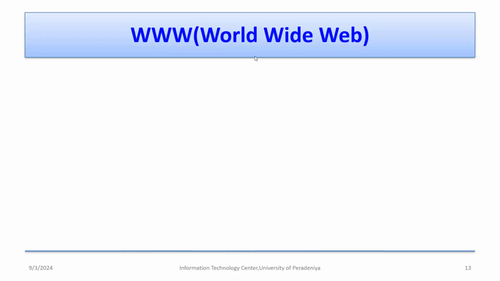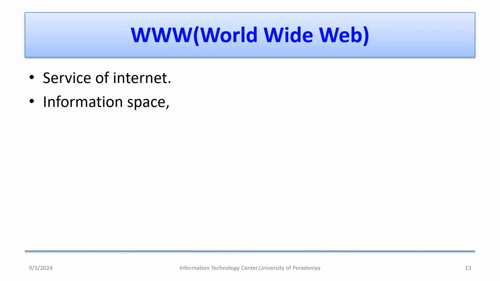First of all, what is the World Wide Web or www? Actually, World Wide Web means a particular service of the internet, right? In the internet, there are a number of services, and this is one of them. So actually, this is an information space.